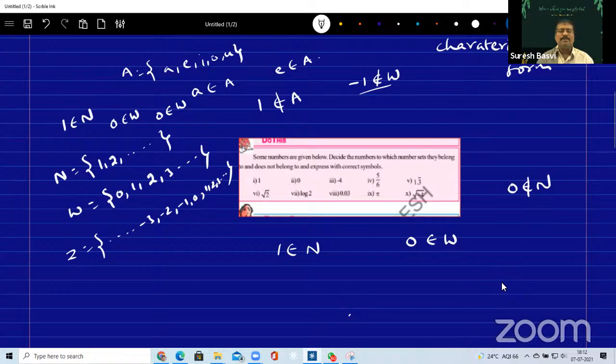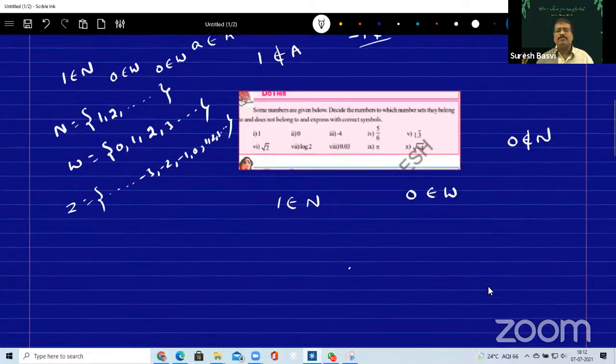0 does not belong to N also. Why? Because there is no 0 in natural numbers. Next, -4. So -4 does not belong to N, -4 does not belong to W, -4 belongs to Z.